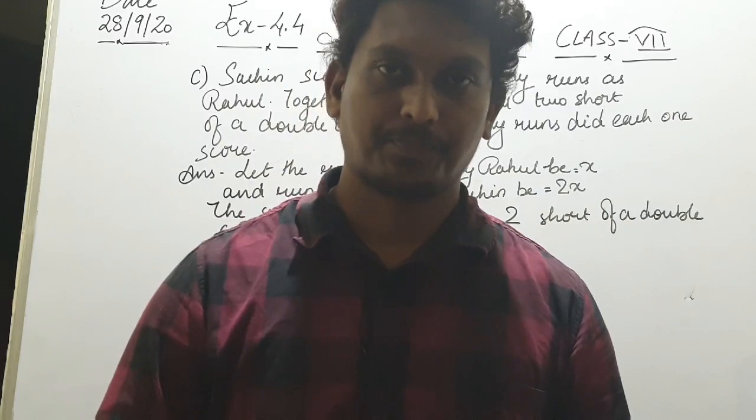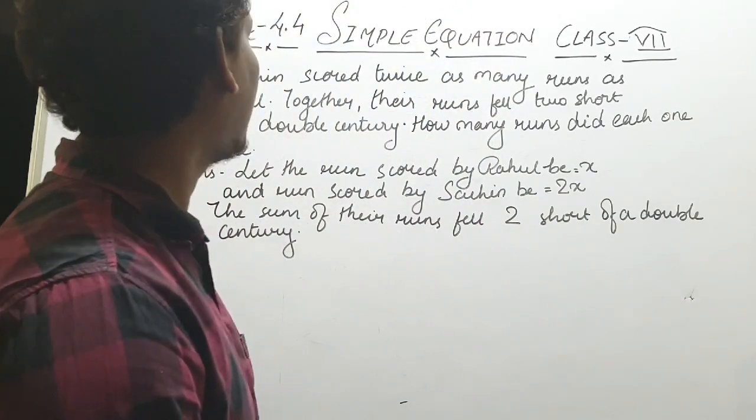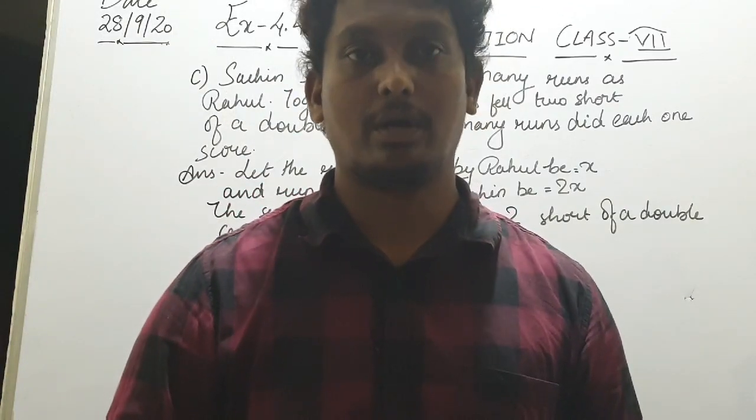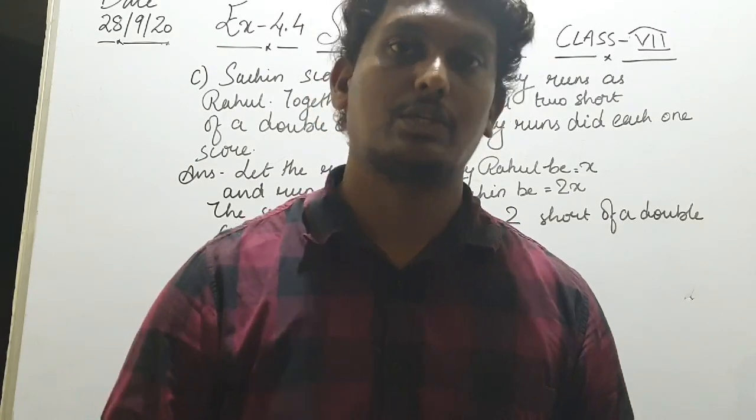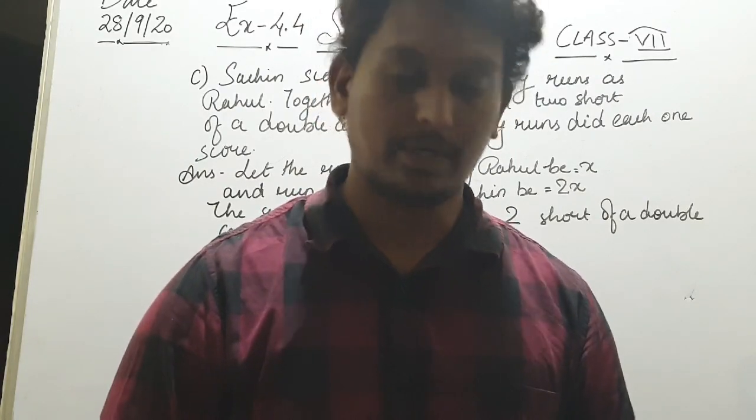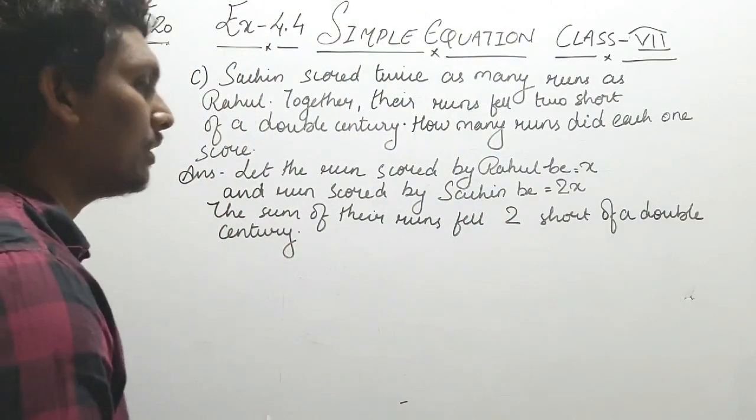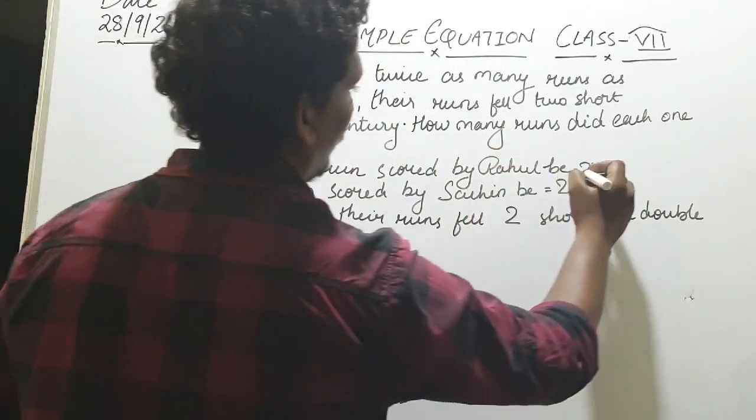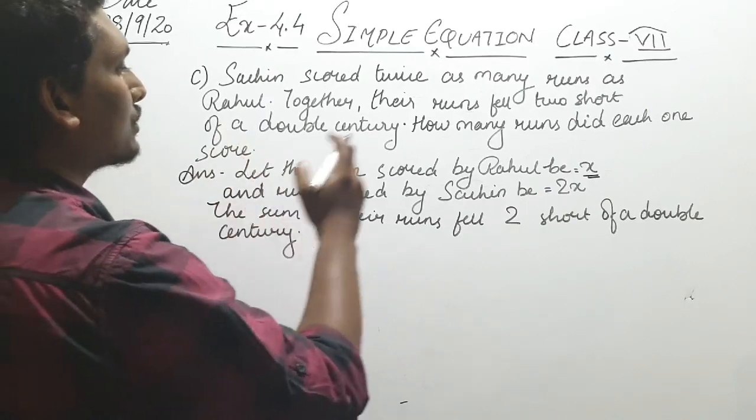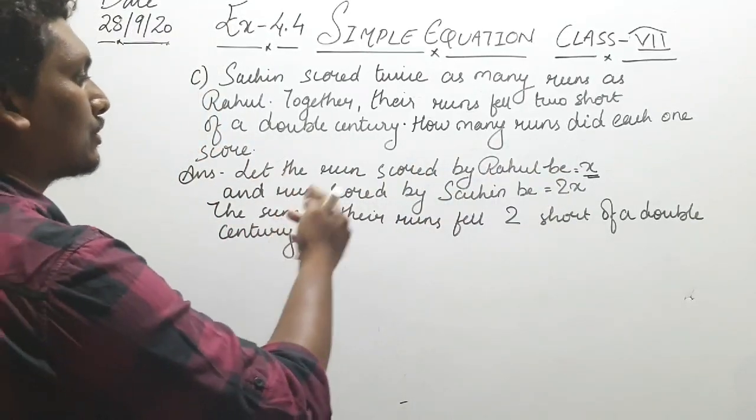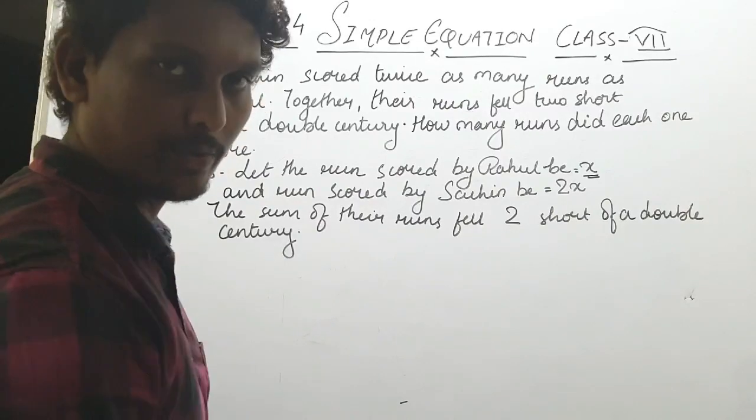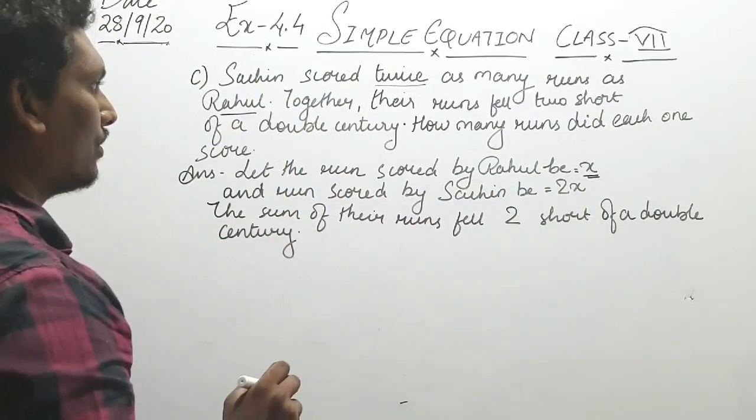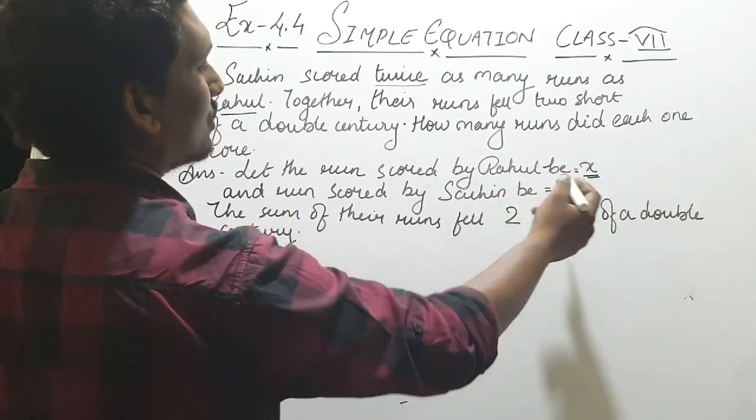Okay, now come to the next question. Here Sachin scored twice as many runs as Rahul. So whatever run scored by Sachin is just twice the score of Rahul, right? Suppose here how many runs Rahul made is not mentioned here. So we are going to take x for Rahul. So let the runs scored by Rahul be x and the runs scored by Sachin be 2x, right? It is clearly mentioned here, Sachin scored twice as many runs as Rahul. So Rahul is x, so Sachin is 2x.